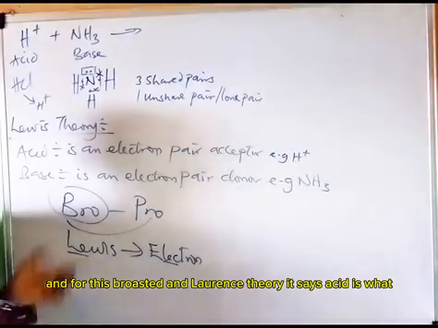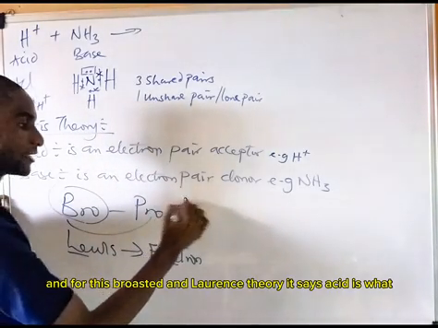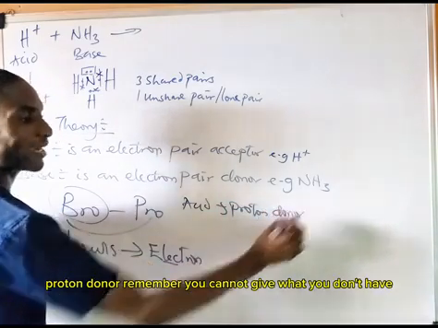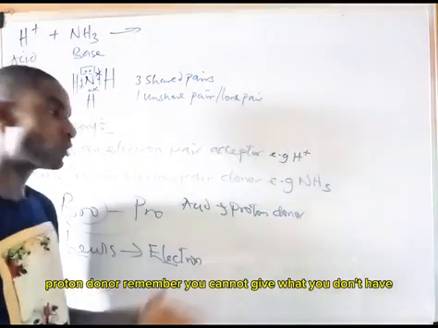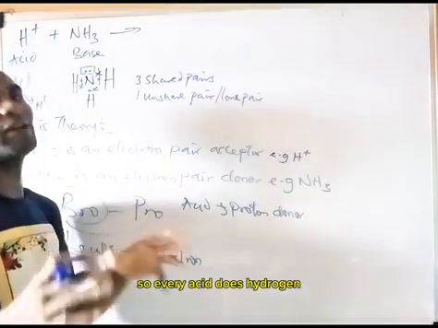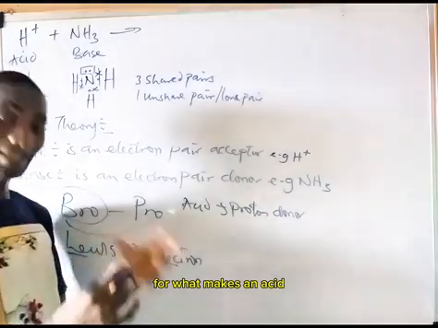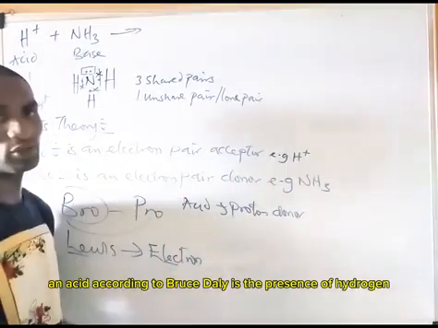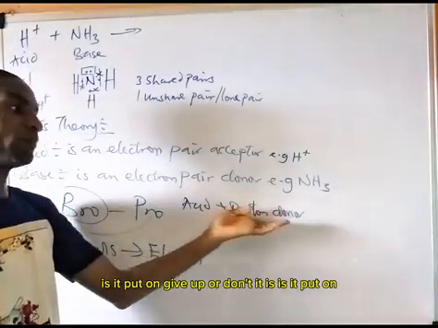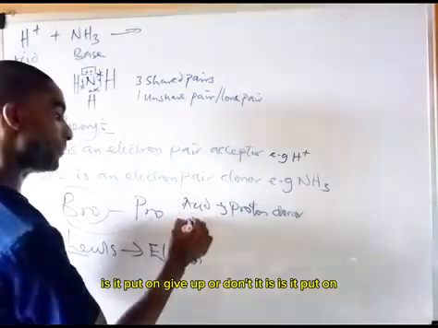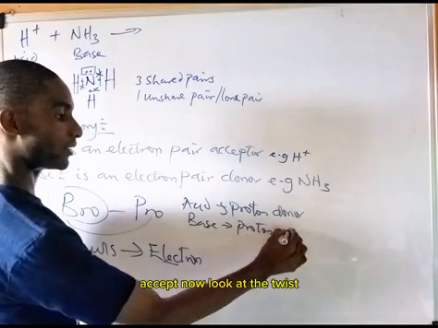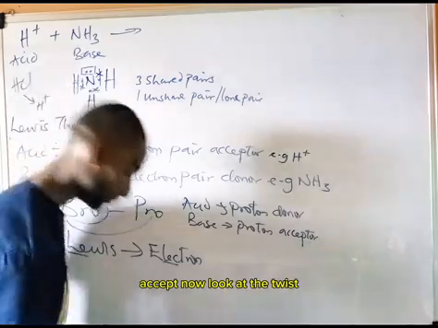And for this Bronsted and Lowry's theory, it says an acid is what? Proton donor. Remember, you cannot give what you don't have. So an acid will always have hydrogen in itself. So every acid has hydrogen. According to Bronsted-Lowry's theory, what matters is the presence of hydrogen. So you can't give what you don't have. So an acid is a proton giver or donor. A base is a proton acceptor.